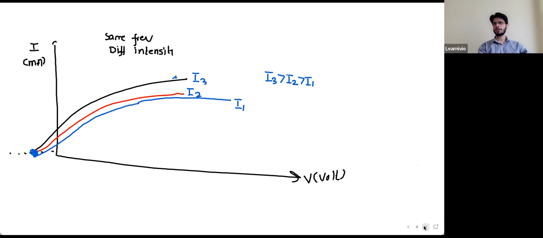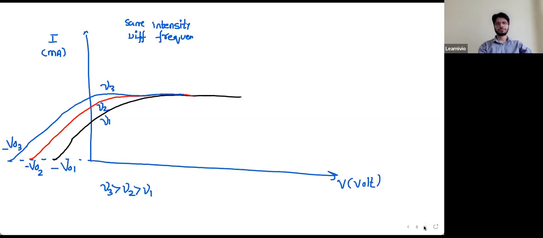So I1, I2, I3 are intensities. Nu1, Nu2, Nu3 are frequencies. Nu3 is the maximum frequency. That's why stopping potential is more negative.